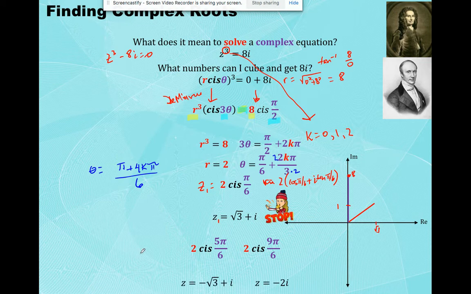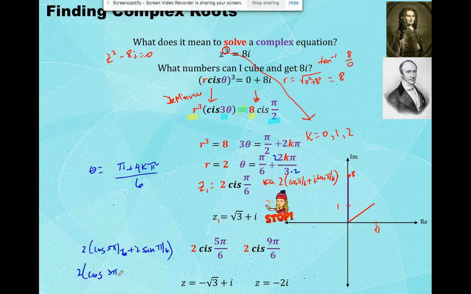I turn these into rectangular. 2 times cosine 5 pi over 6 plus i sine 5 pi over 6. Thank you, speed trig. And that's where I got negative roots, because 5 pi over 6 is in the second quadrant, so cosine is negative, sine is positive. Multiplied by 2 eliminates the denominator of 2 on both of these. This is 3 pi over 2.